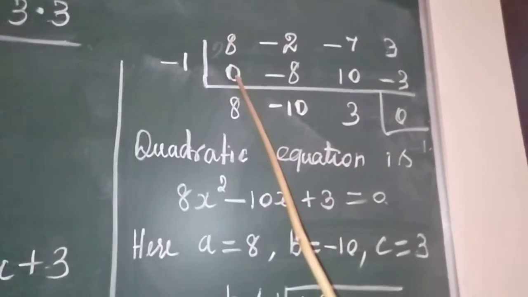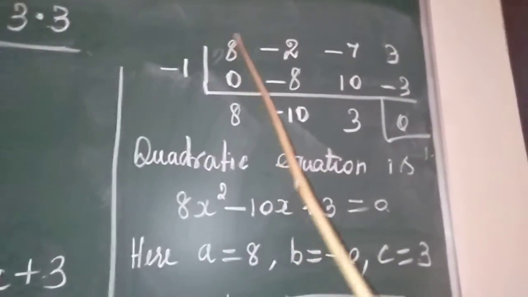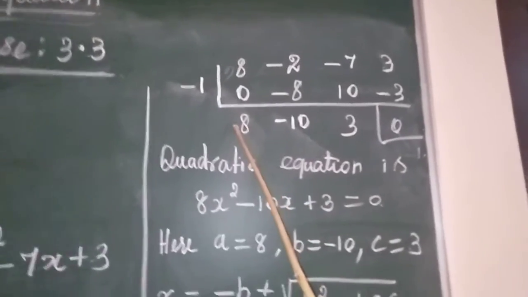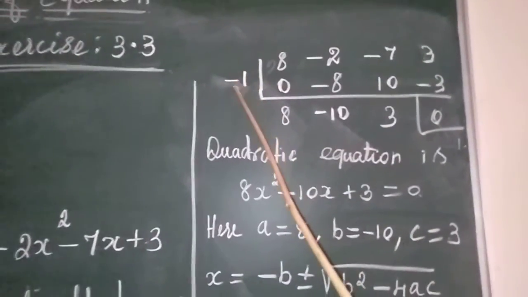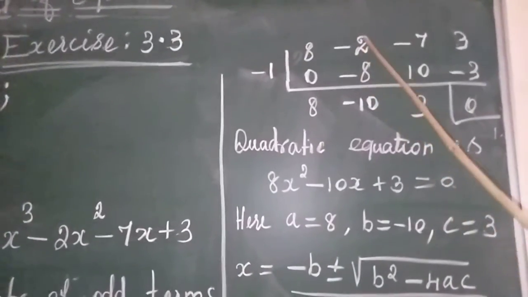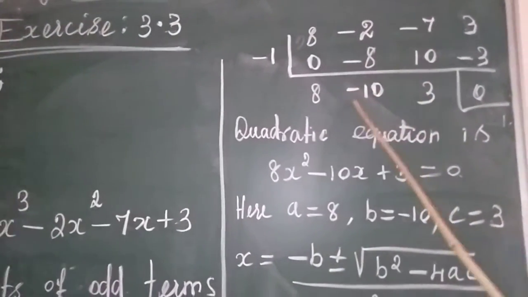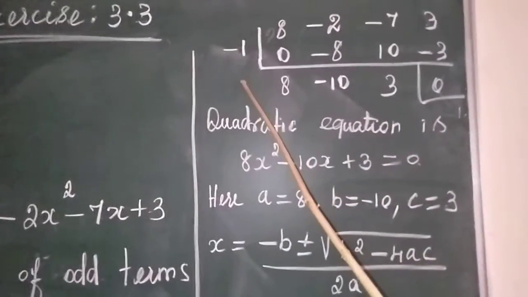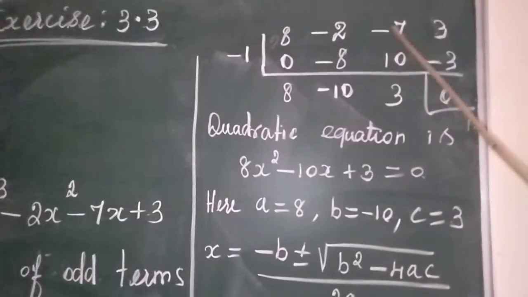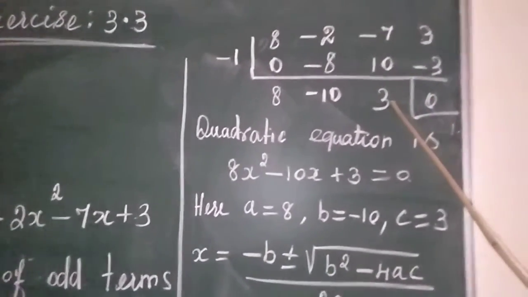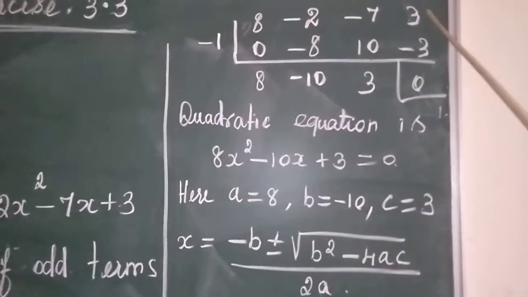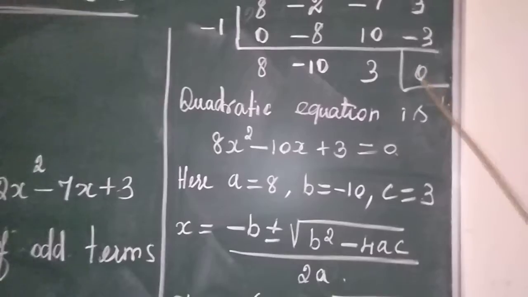Under this 8 we have to put 0. If you add 8 plus 0 is 8. Next you have to multiply this minus 1 into 8, is minus 8. Now both are having the same sign. You can add and put their sign. So we got minus 10. Now minus 1 into minus 10 will become plus 10. Now 10 minus 7 is 3. Next we are going to multiply minus 1 into 3, that is minus 3. Plus 3 and minus 3 will become 0.